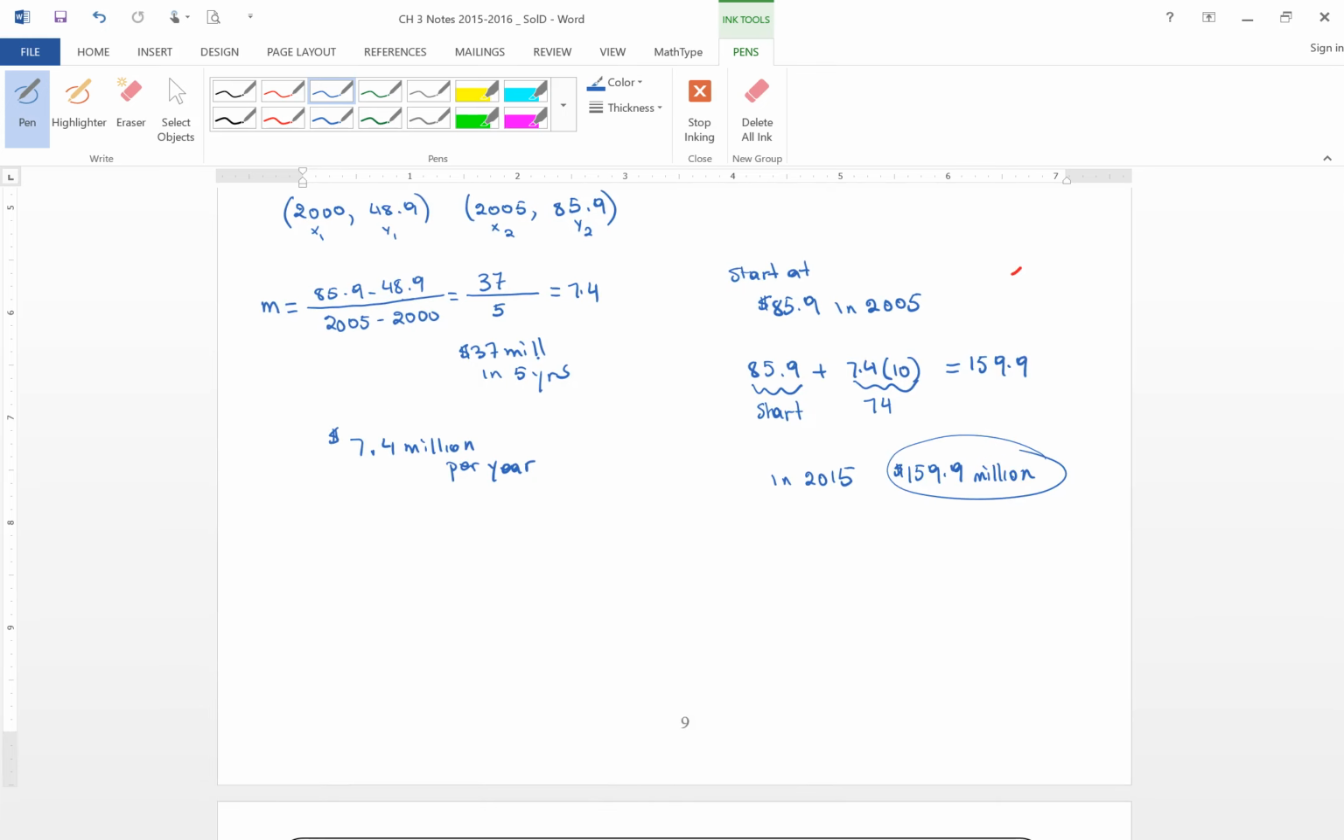Now, we could have also said that the starting point is 48.9, this one, and then went up 15 years. You would have gotten the same answer. But this is just easier for mental math.